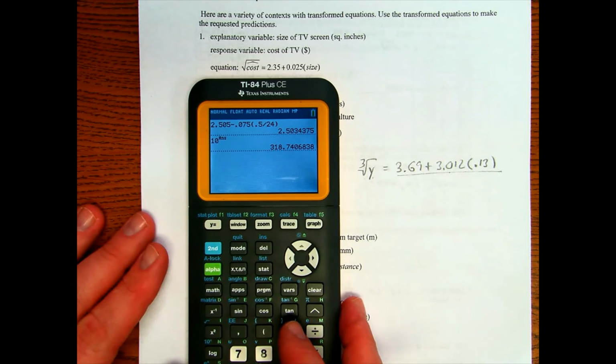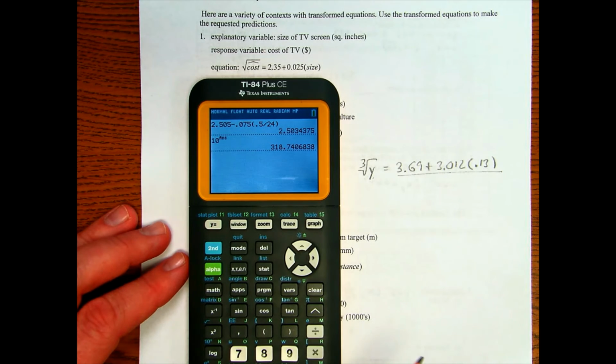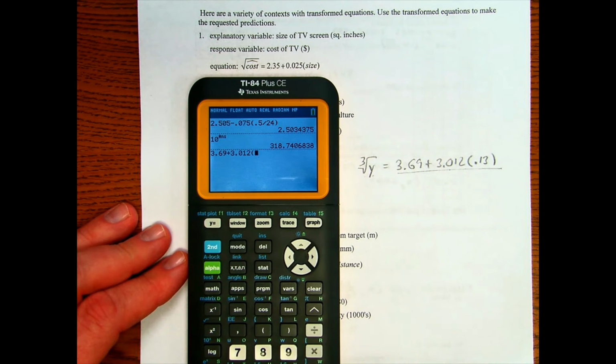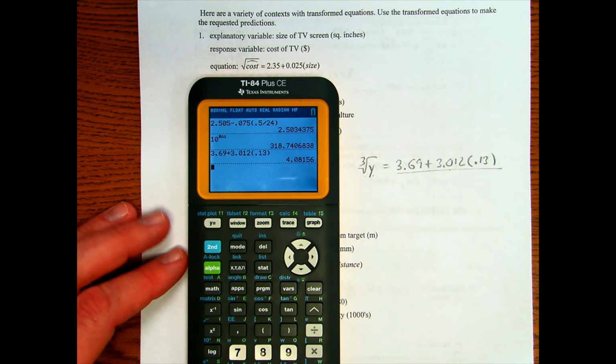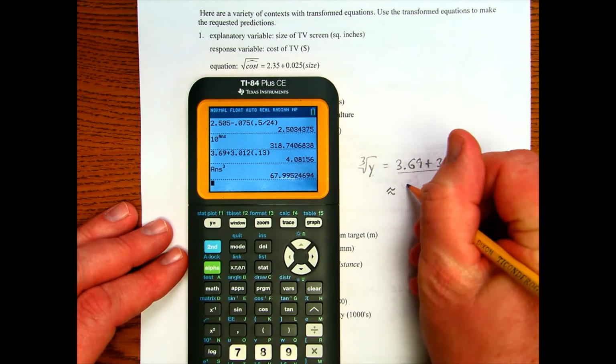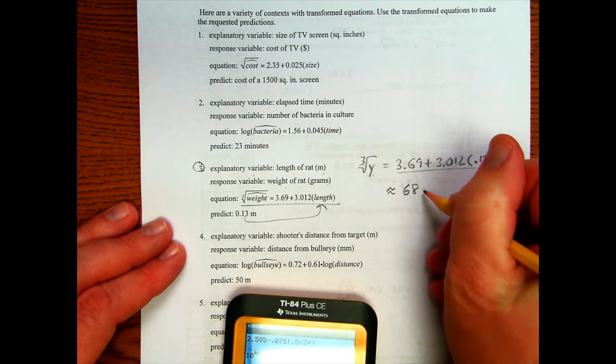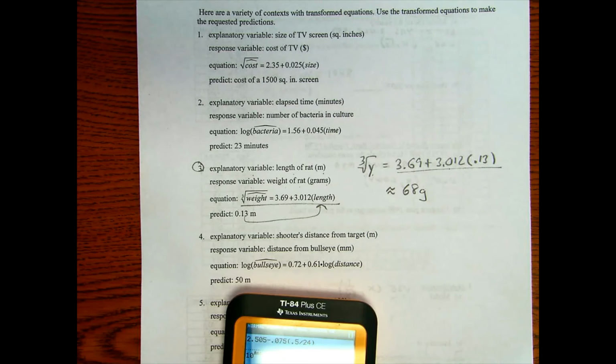Now, although the final answer is a round off, when it comes to things like this, we prefer not to have too many more round offs. I'm a big fan of just typing it in the calculator all in one shot, if at all possible, without doing an intermediate rounding. Then we're going to raise that to the 3rd power, and we're looking at about 68, and our unit here for the y variable is grams. So the predicted weight of a rat that is 0.13 meters long is about 68 grams.